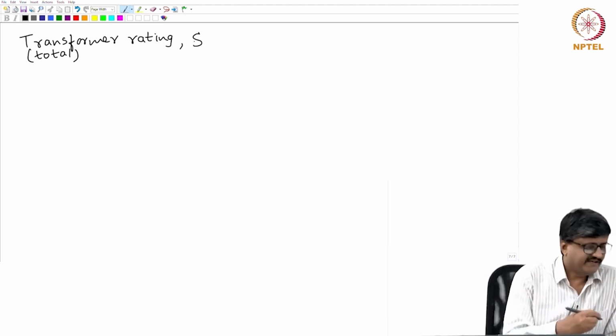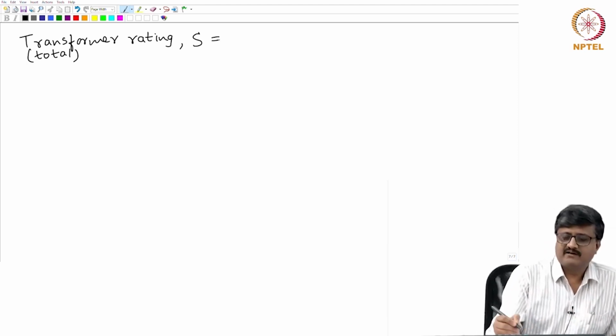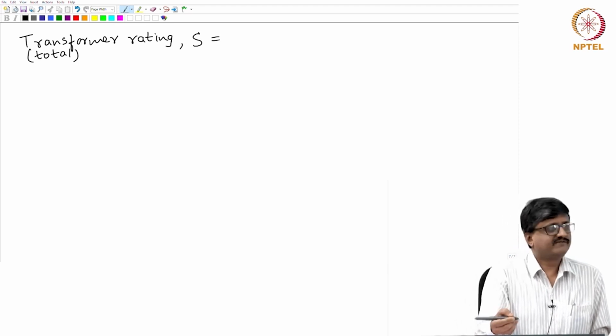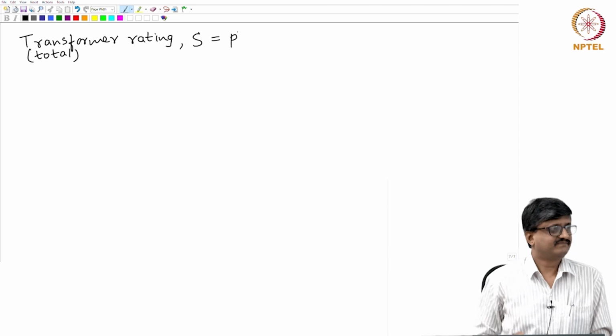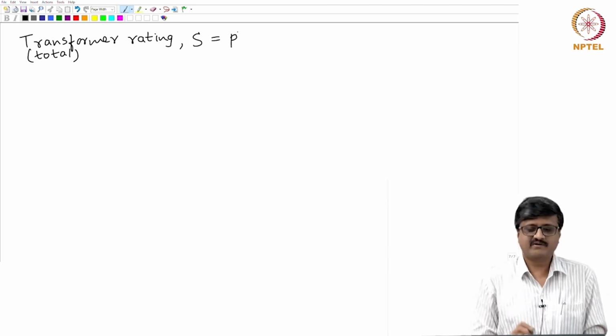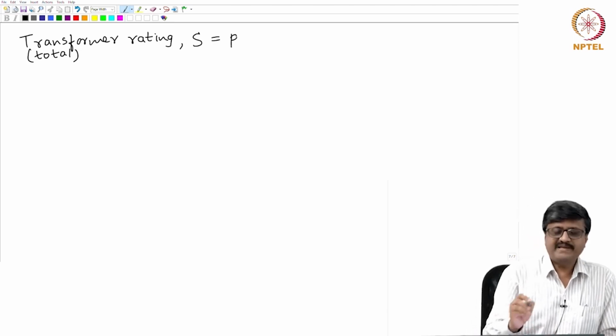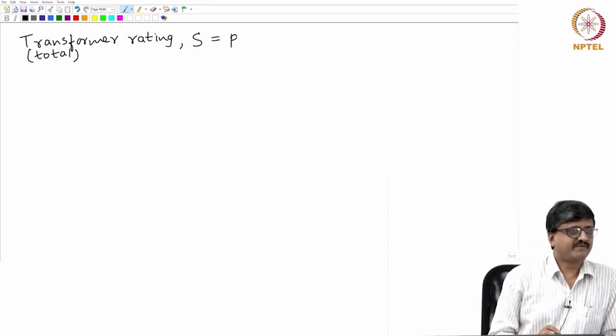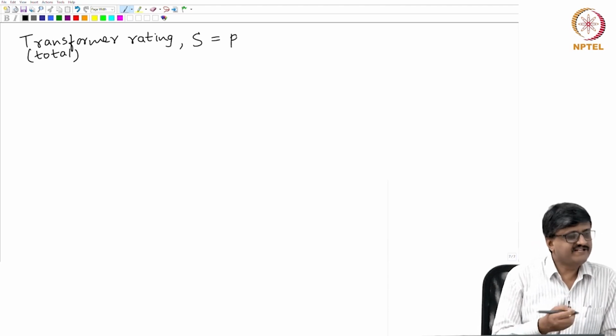So I take the total transformer rating. I said it is Q into R into S, which is nothing but the pulse number p. The lowercase p stands for Q into R into S. So p is the total number of transformer windings, and the rating of each transformer winding is the RMS voltage into the RMS current. What is the RMS voltage?